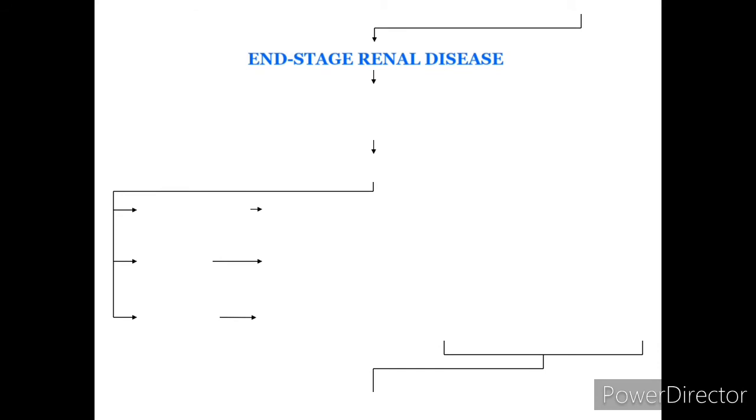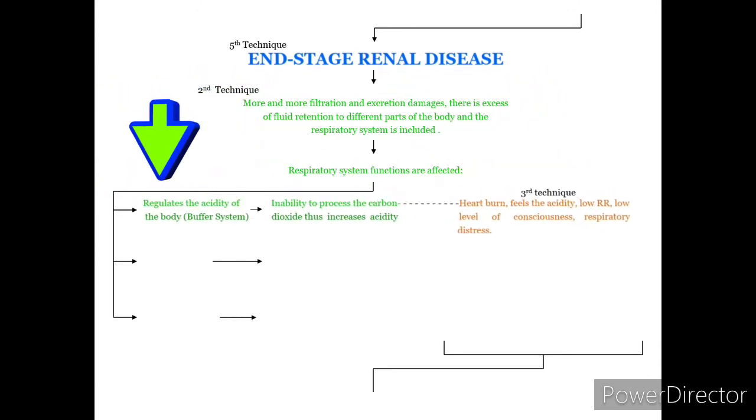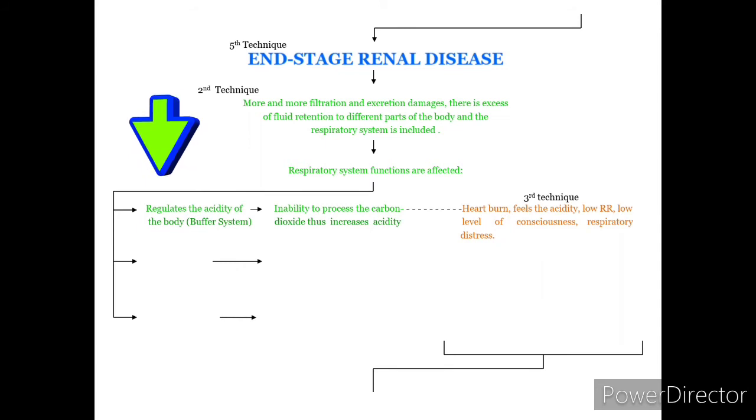Now, let's proceed with the other topic. Here we go, another common denominator. More and more filtration and excretion damages. There is excess fluid retention in different parts of the body, and the respiratory system is included. Respiratory system functions are affected. So the first function, the regulation of the acidity as the buffer system, is also affected. That can lead to different kinds of clinical manifestations: heartburn, feeling of acidity, and the rest of the clinical manifestations.